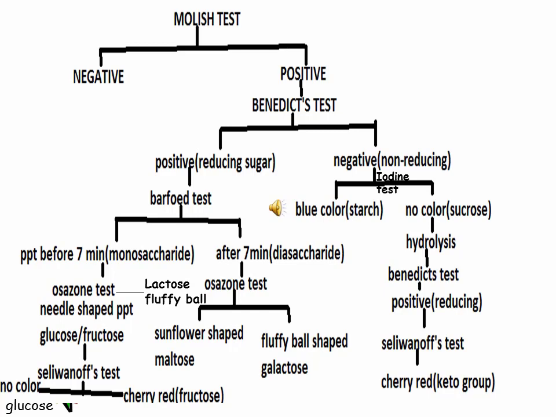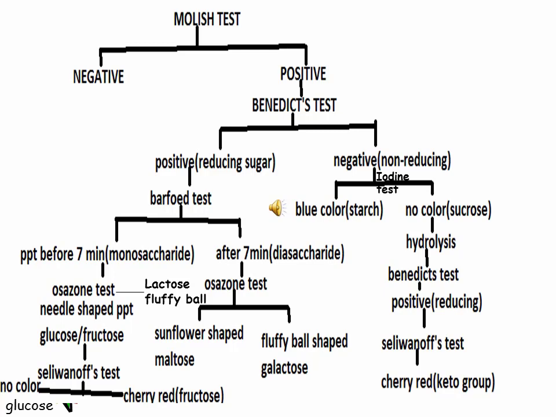In case of monosaccharides, we have three possibilities, that is either glucose or fructose or lactose is present. To differentiate between these, we do Osazone test. If fluffy ball shaped crystals are formed, this shows the lactose is present, and if needle shaped crystals are formed, either glucose or fructose is present. To differentiate between glucose and fructose, we will do Seliwanoff's test. In case of glucose, it will not give any color, and in case of fructose, it will give cherry red color.